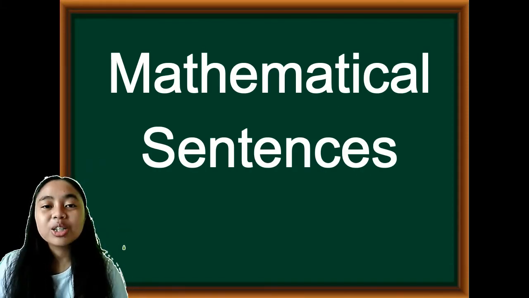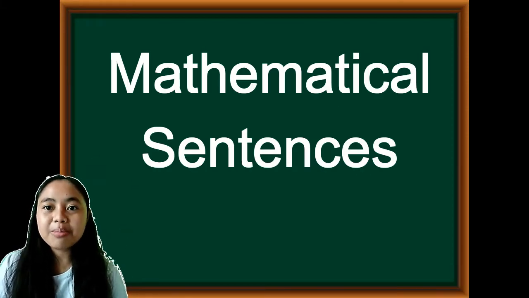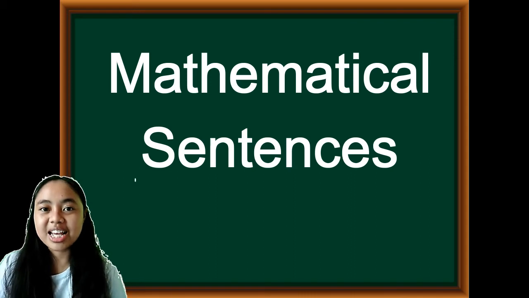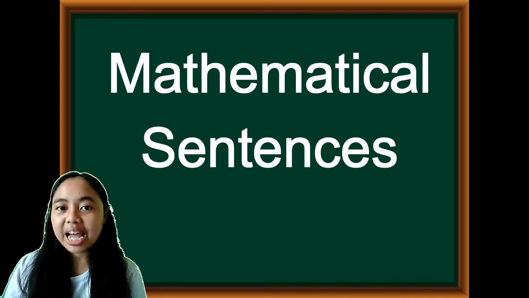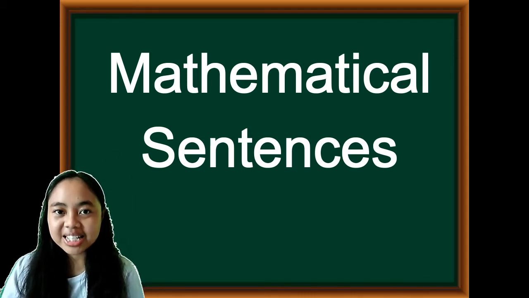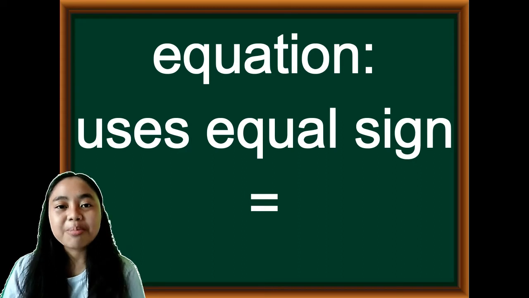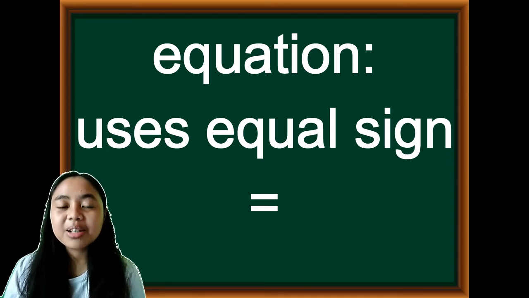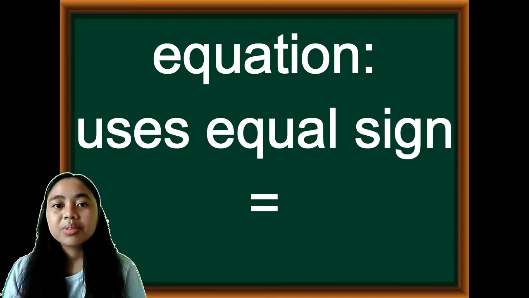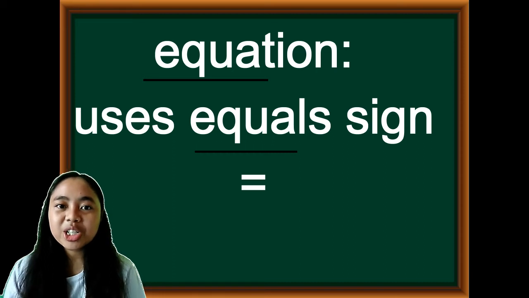Kamusta ka mo? Today, our lesson will be about math sentences. There are two types of math sentences. The first one is an equation. An equation is a mathematical sentence wherein the expressions are being combined by the equal sign. Notice that the word equation starts the same way as the word equals.